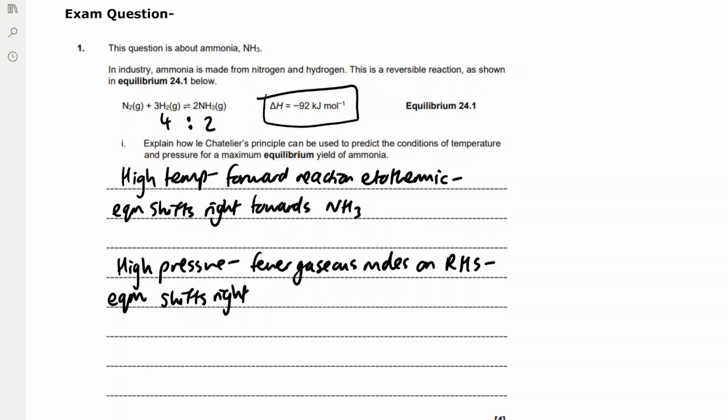Now you might be asked in exam questions to justify why these optimum conditions might not be used in industry, and this is often for high temperature because it can be expensive and have high energy requirements to maintain, and the high pressure can be dangerous.